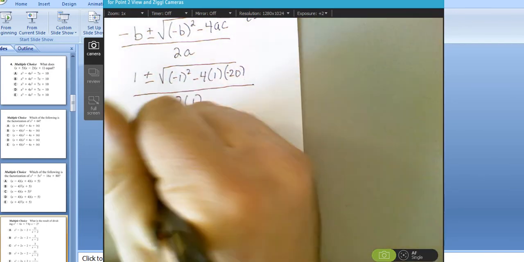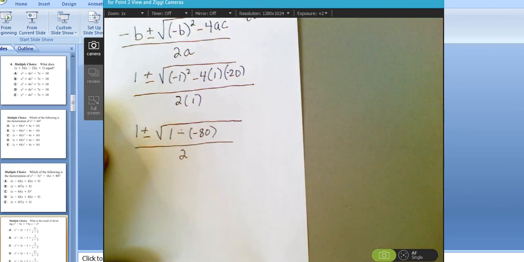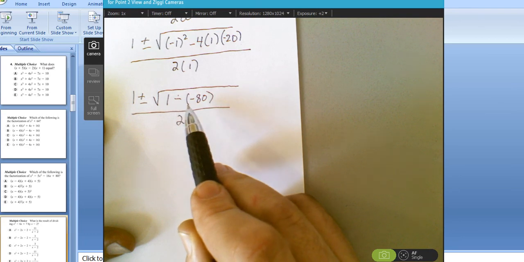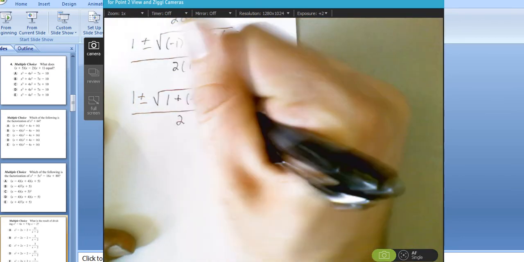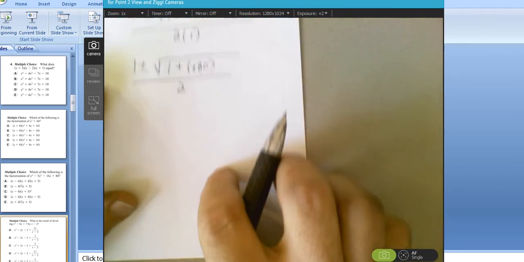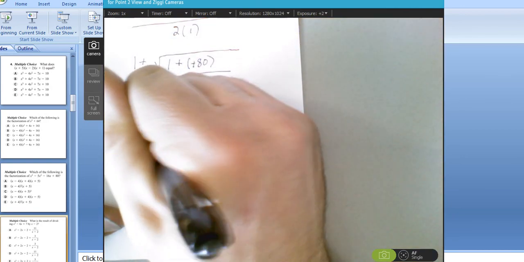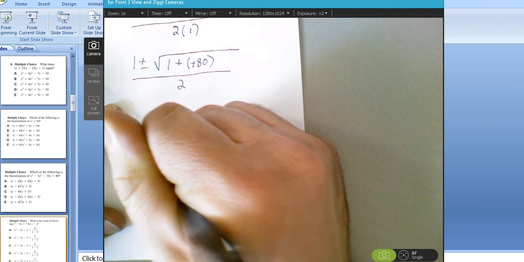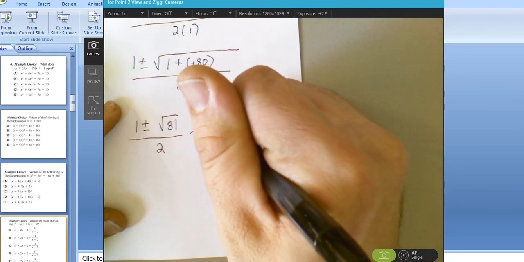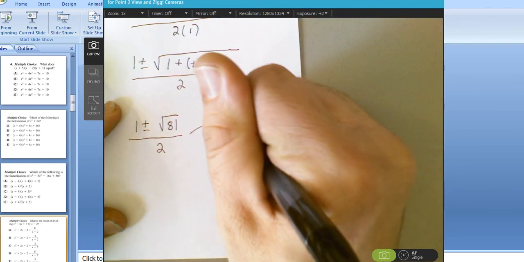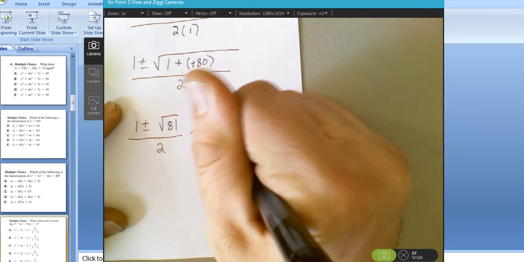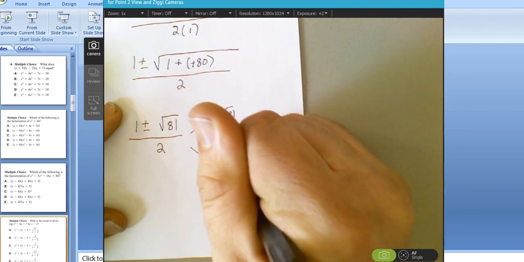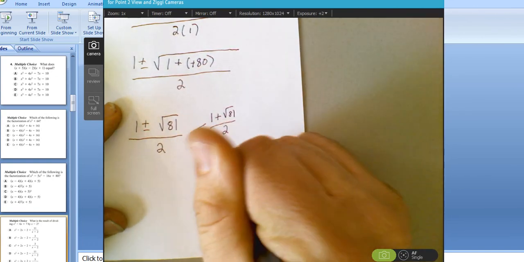And since this is divided by 2 times 1, I will do that is 2. Notice I have a 1 minus a negative 80. I'm going to keep that as 1 plus positive 80. So underneath there I get 1 plus or minus the square root of 81 divided by 2. I have 2 instances here. 1 plus the square root of 81 divided by 2. 1 minus the square root of 81 divided by 2.